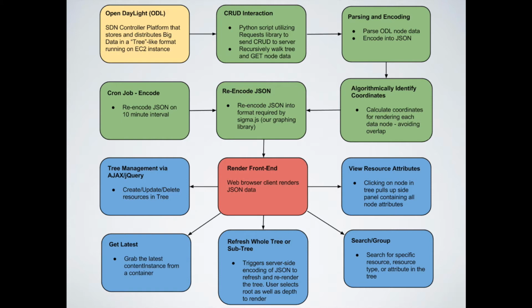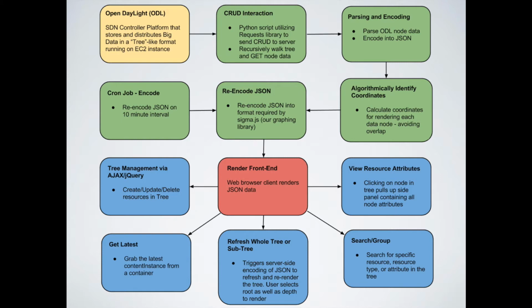We used the shape of the tree and the number of nodes to calculate the position for each node in the visual to minimize overlap when rendering. Finally, we re-encode our JSON into the format required by sigma.js, our visualization library.